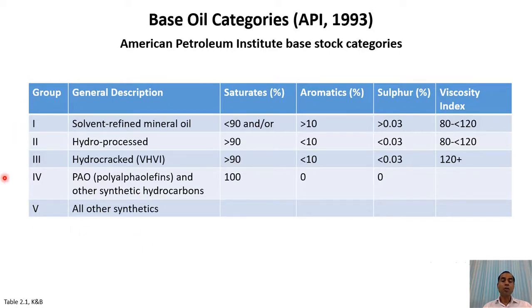So this is how we separate the base stock, the base lubricant, into 5 groups. And therefore, whenever we are going to use the lubricants, we always have to mention which group the base stock is from. And after deciding about the base stock, then we add additives into the base stock to achieve higher performance of the lubricants.